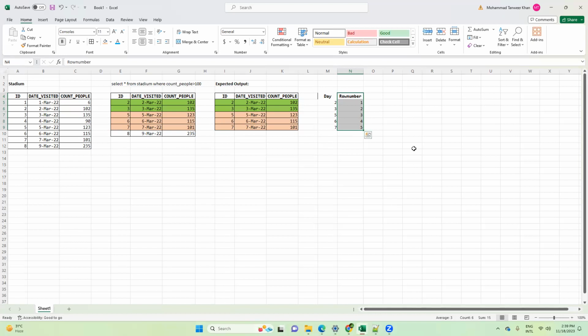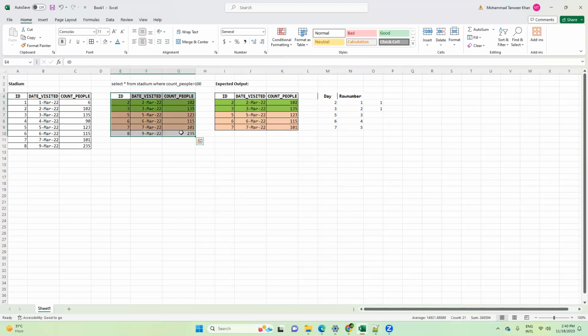No? Okay. Now, if I'm taking the difference of this, 2 minus 1, what will be the difference? 1. 3 minus 2, it will be 1. 5 minus, okay, 1 minute. I should not do this on this expected output. No, I have to do this on this data, correct? This is what we want, correct?